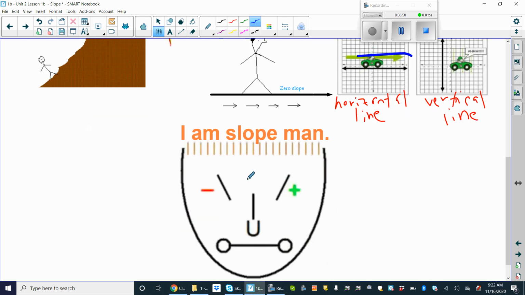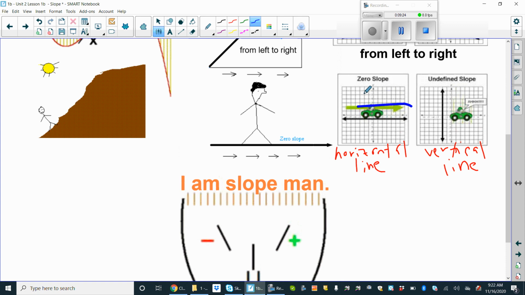And this is Slope Man. So Slope Man has eyebrows that are the lines, and his eye on this side is a negative, showing that the line goes down from left to right. His right eye is a positive sign, showing that this line is going up from left to right. This vertical line shows that the nose has a U for undefined, and then his mouth is a horizontal line, and his dimples are zeros, showing that a horizontal line has 0 slope. Also, a trick to remember that horizontal lines have a slope of 0 is that there is an O in horizontal, just like there is in 0.